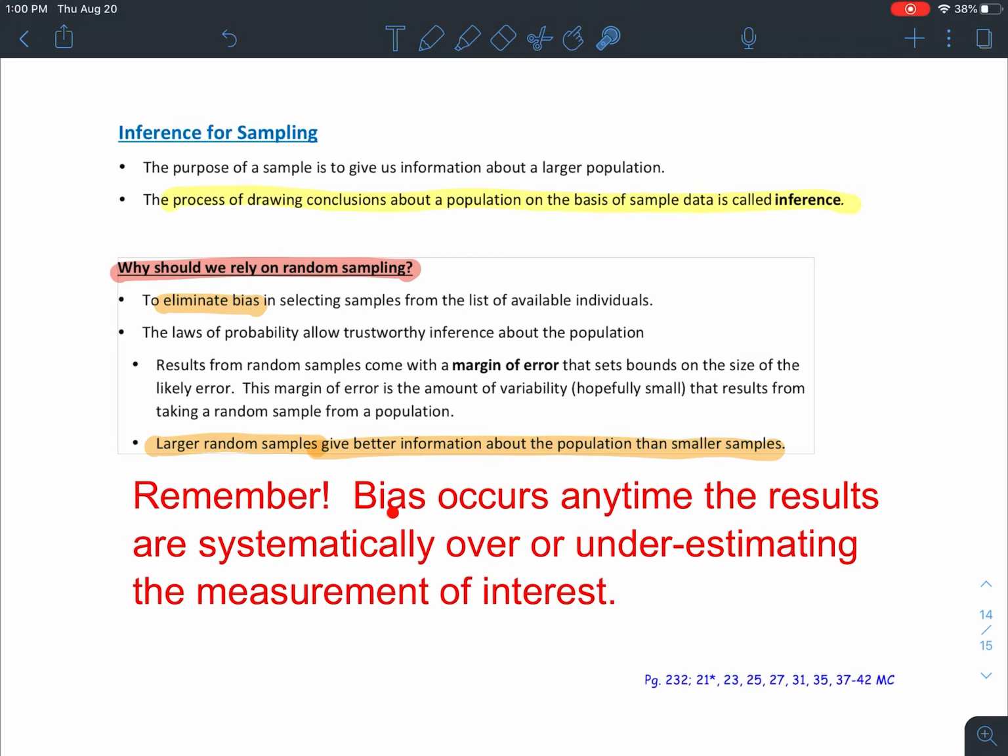And then finally, please remember that bias refers to any time your results are consistently or systematically overestimating what you're trying to measure, or consistently underestimating what you're trying to measure. Okay, that brings section 4.1 to a close. Here are the problems.